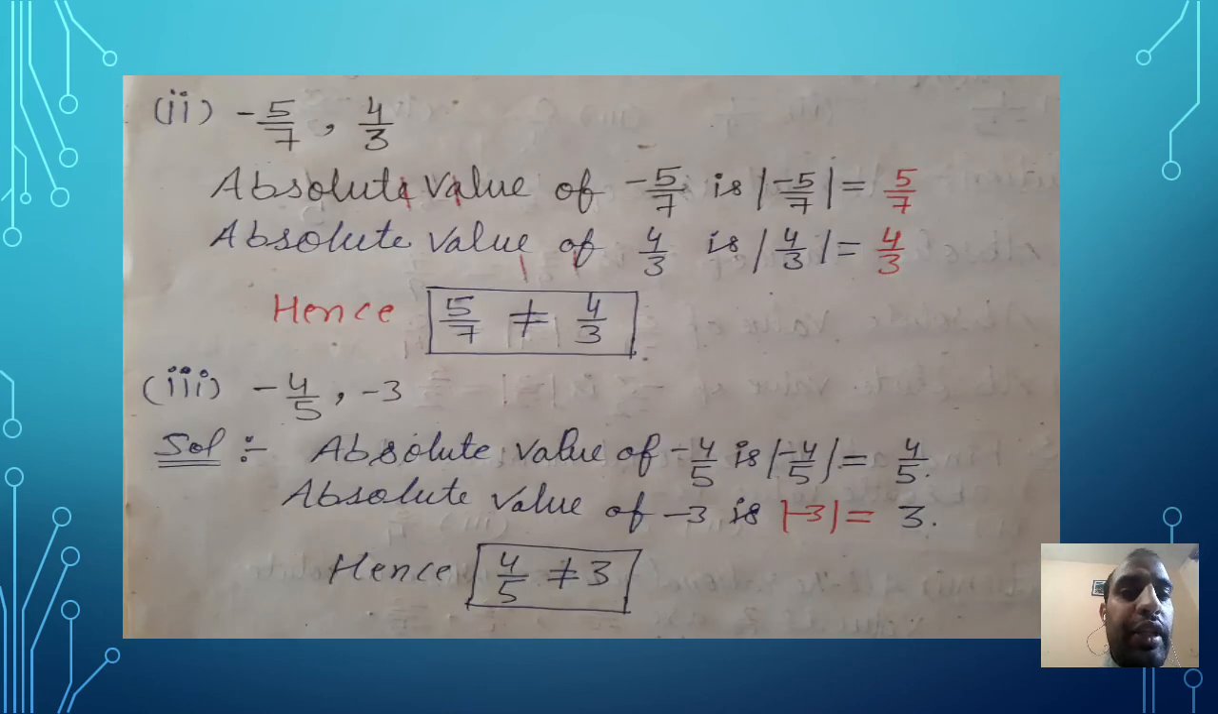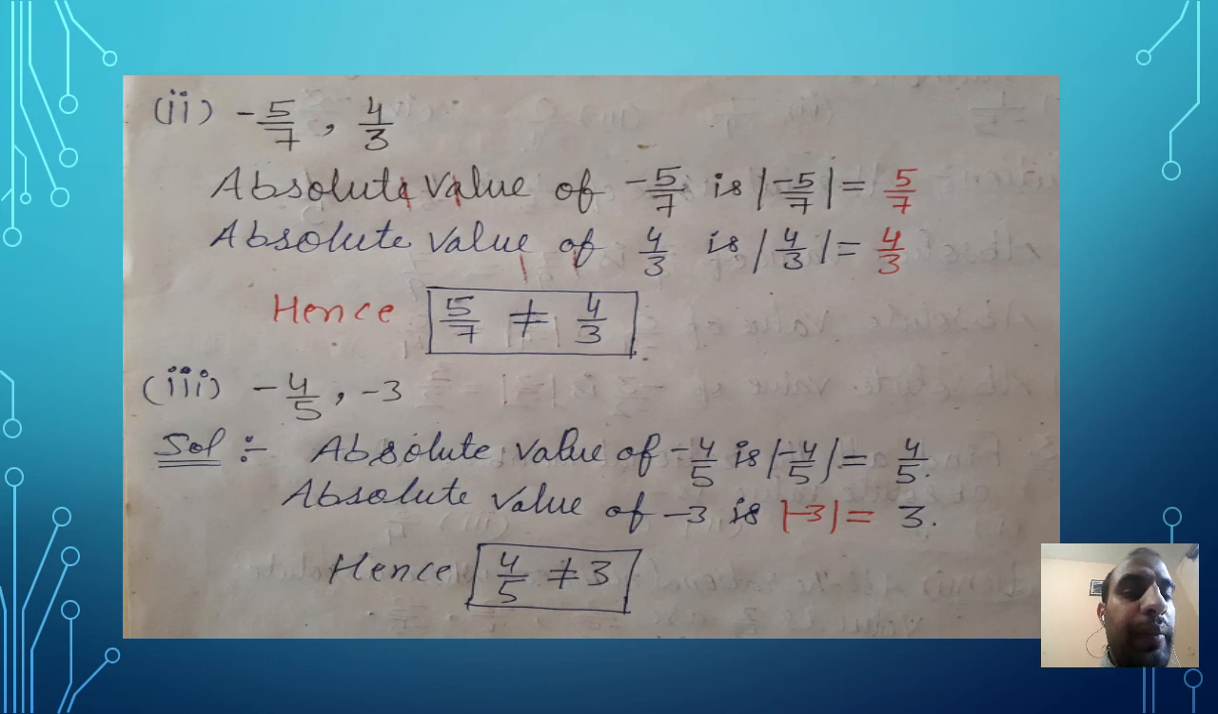Minus 5 upon 7 and 3 upon 4. So the absolute value of minus 5 upon 7, mod of minus 5 upon 7, is equal to 5 upon 7. As I told you, whenever we are taking absolute value, we need to write a positive answer, but no need to change the digits. The digits in a rational number remain similar except the sign. So the absolute value of 3 upon 4 is already positive, that means there is no change and the answer remains 3 upon 4. Now both answers are different, so we can directly write 5 upon 7 is not equal to 3 upon 4.